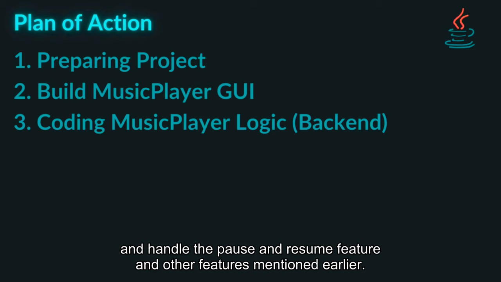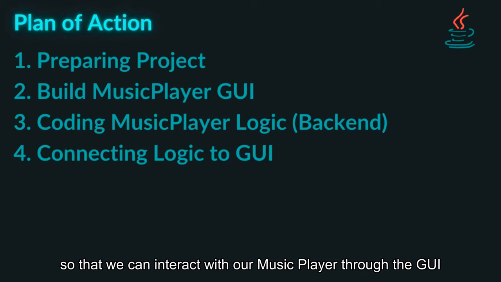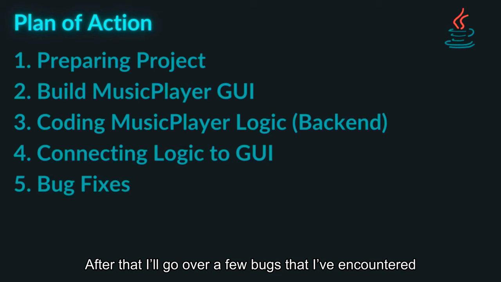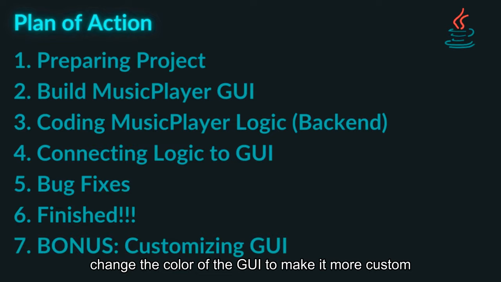Then we are going to connect that logic to our GUI so that we can interact with our music player through the GUI. After that, I'll go over a few bugs that I've encountered and we'll solve them together. And that's pretty much it. Also, as a bonus, I'll show you guys how to change the color of the GUI to make it more custom. Alright, let's prepare our project.